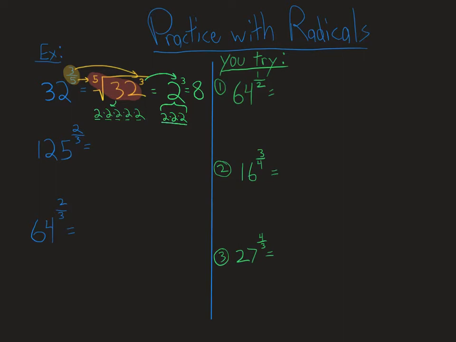Right? Same thing with 125. I'm going to start by putting it under a root, and the root it's being taken to is the third. So the cube root of 125, and the 2 is the exponent. Cube root of 125 is, are there 3 of something that multiplies to make 125? And when I think about it, there is. It's 5 times 5 times 5.